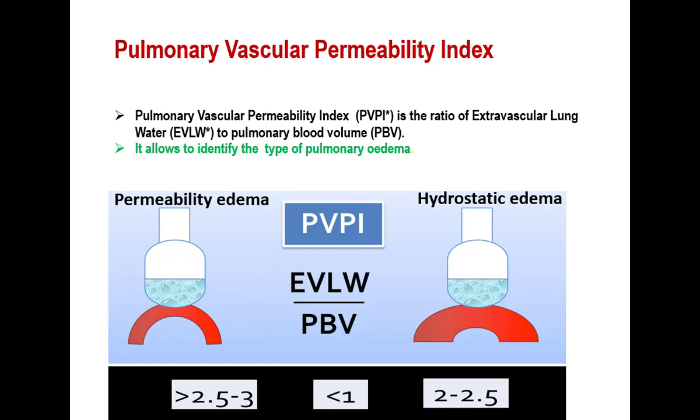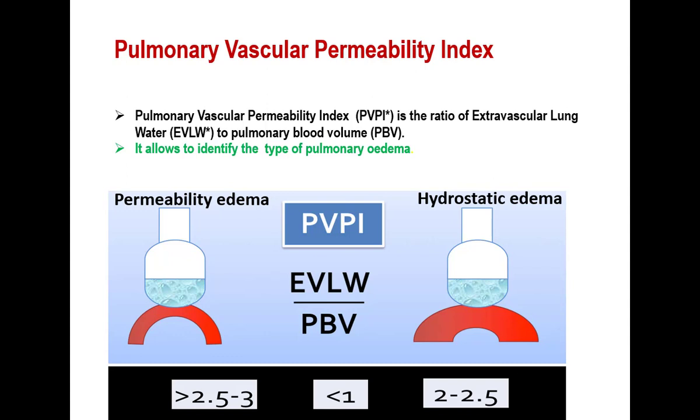Now, one specific parameter which was measured is the pulmonary vascular permeability index, and this is very useful to differentiate between cardiogenic or hydrostatic pulmonary edema vis-a-vis a high permeability edema which occurs in sepsis, which occurs in ARDS, which occurs in pulmonary contusions. So this is how we differentiate. In hydrostatic edema, the extravascular lung volume as well as the pulmonary blood volume both are increased. It's a congested state. Both are increased, so the ratio is around 2 to 2.5.